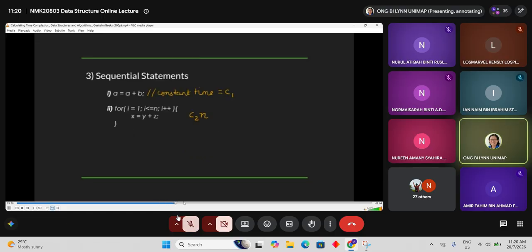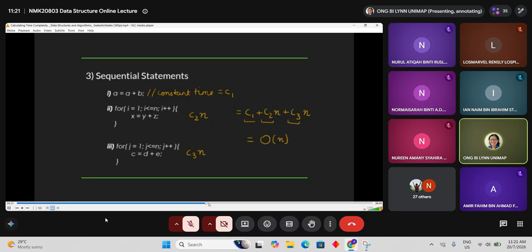Then we simply add the time taken. Okay, kalau dia constant, you have big O of 1. Kalau dia 1n, you have big O of n. Alright, the same thing over here, big O of n. Taken for each statement. In big O, how do we find out it?